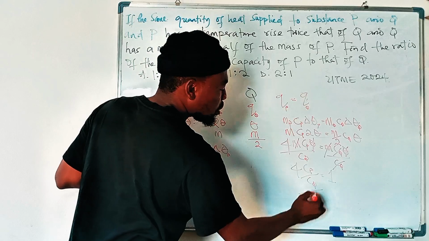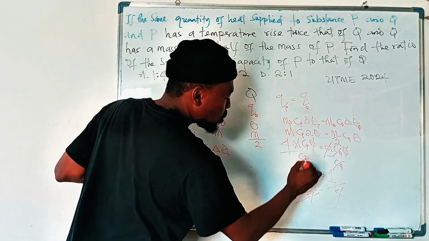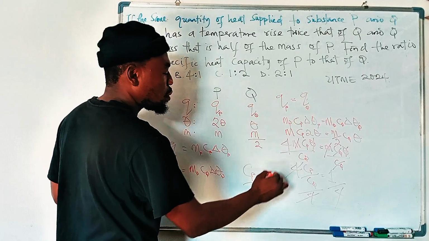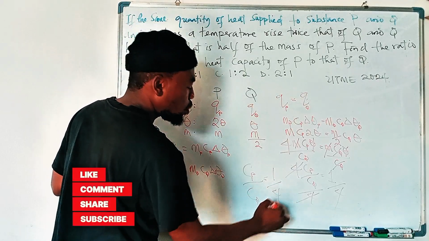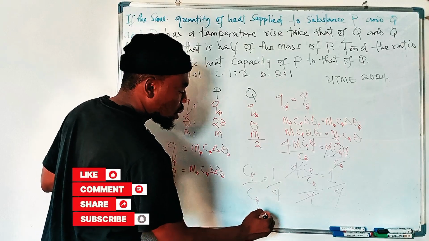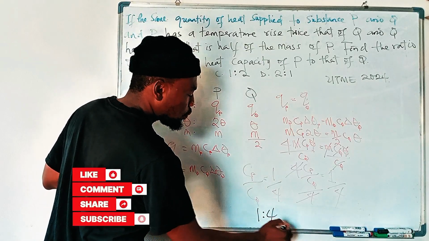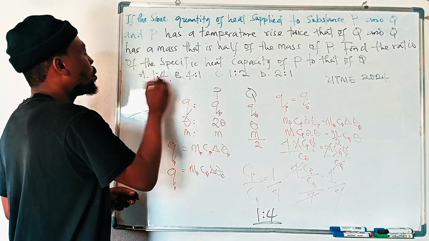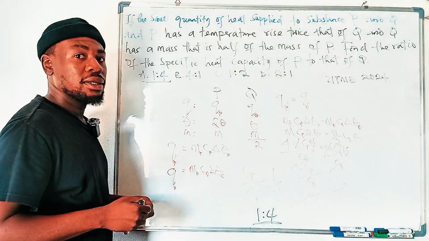So if I divide both sides by 4, what do I have? 4 will cancel 4. CP over CQ is equal to what? 1 over 4, which is the same thing as what? 1:4. Where is 1:4 in our options? 1:4 is A. Our answer is A.